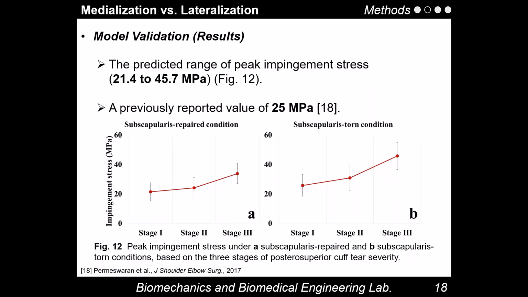As shown in Figure 12, our simulation for the lateralized RTSA predicts a range of peak impingement stress from 21.4 to 45.7 megapascals across various cuff conditions. This range encompasses the previously reported value of 25 megapascals, which supports the validity of our musculoskeletal model.